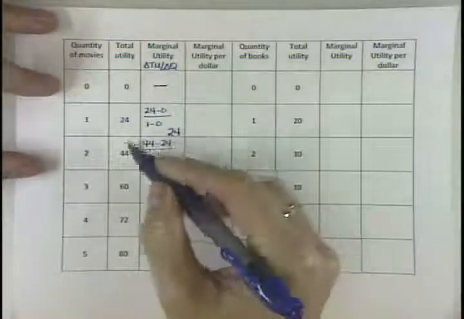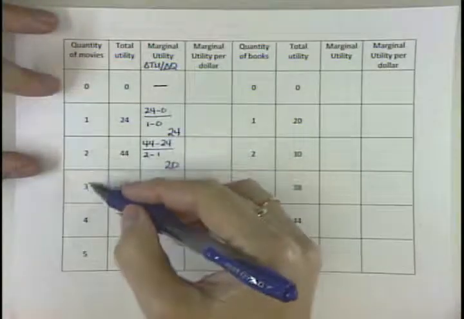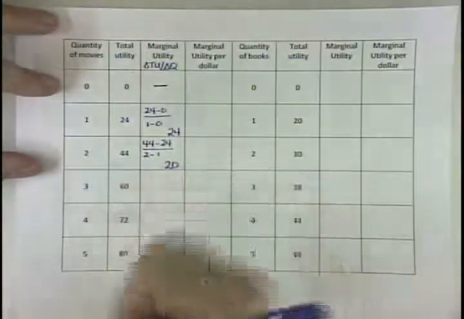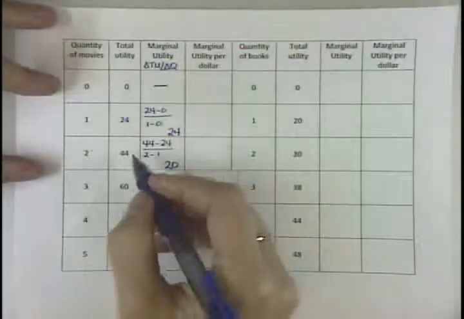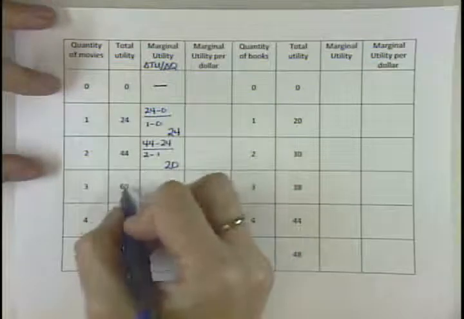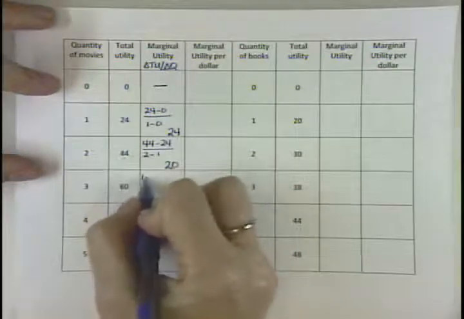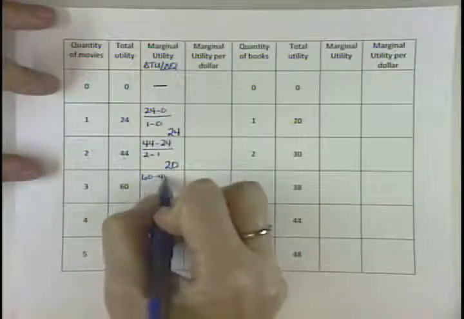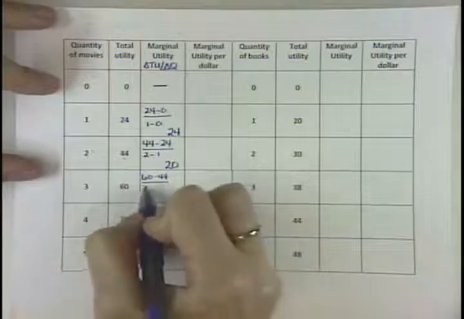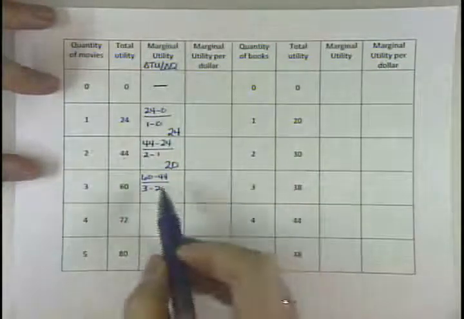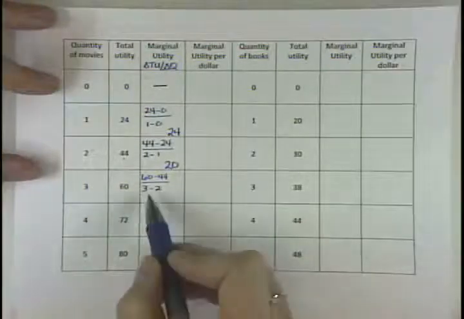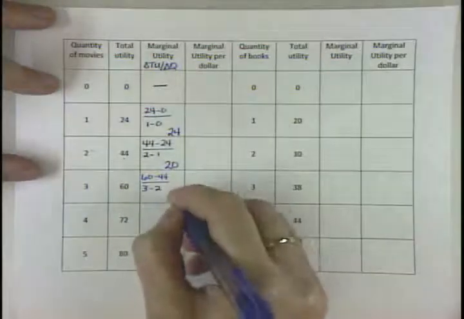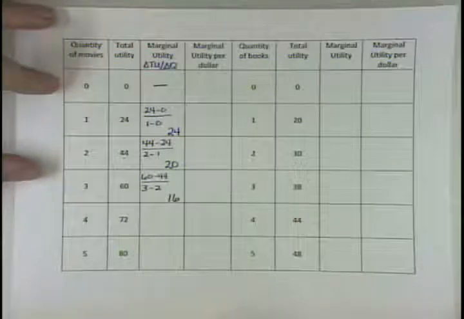If we increase again, we're moving from 2 units of movies to 3. How much additional satisfaction am I going to get from that third movie? So we're going to find the change in total utility. We're going to take this one minus this one. So 60 minus 44 divided by 3 minus 2. Again, going in increments of 1. So 60 minus 44 divided by 3 minus 2 is 16.